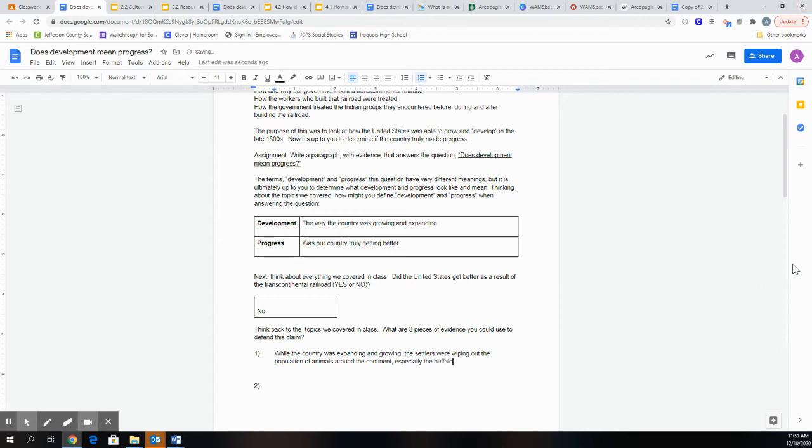So that's just one way, and then you can also talk about the way that the natives, the indigenous people, were treated, the way that the workers were treated, and just find three. There's a lot of evidence from those sources that you can find. But I want this to come directly from the sources, not from Google or anything like that. I've provided plenty of sources, so make sure that you're using evidence from those sources.